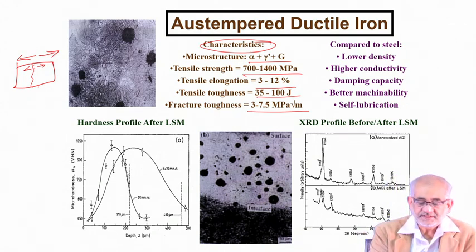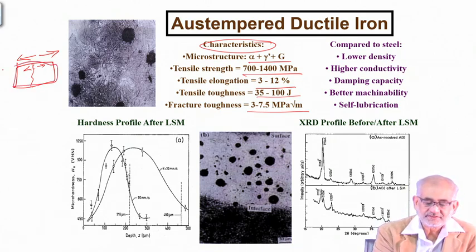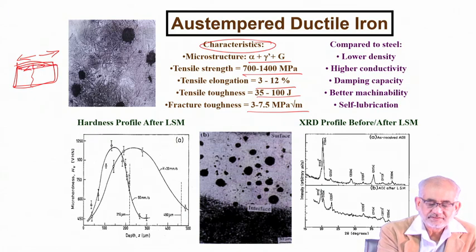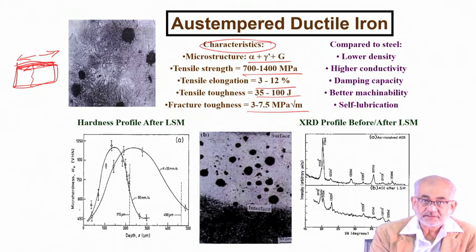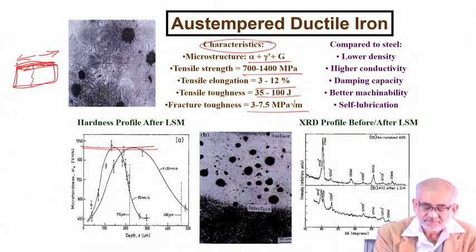So let's say this is a component made out of ADI, and if you do surface melting, then the surface will develop residual tensile stress. The hardness profile typically will be Gaussian like this. This is an experimental result. What is interesting is that you do have very high hardness, higher than martensitic hardness, because of the presence of cementite, over 900 Vickers hardness. But that high hardness region is not at the surface, but below the surface.